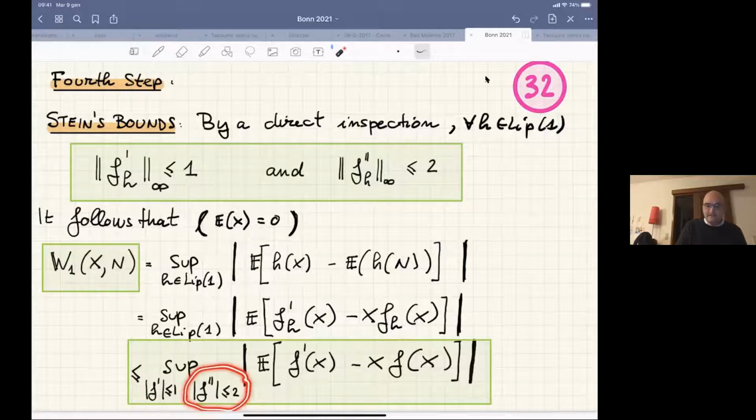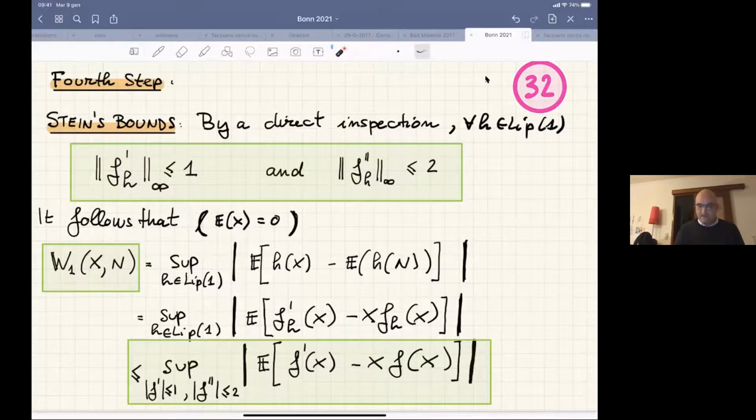Here we started with a collection of test functions that were of class Lipschitz 1, and here we end up working with expressions that involve functions f that have one additional degree of regularity. Now this is a C1 function with a Lipschitz second derivative. This is really useful, and we will see immediately that this is useful for explicit applications.